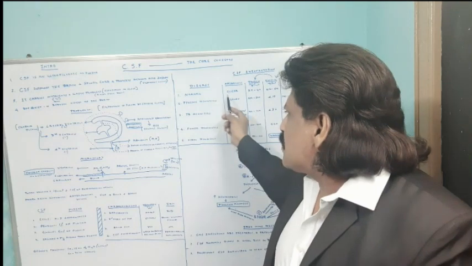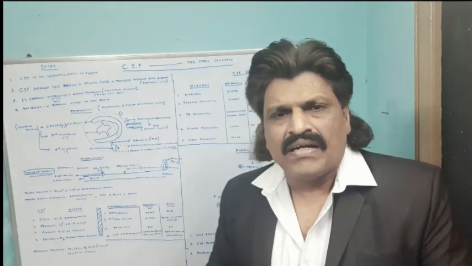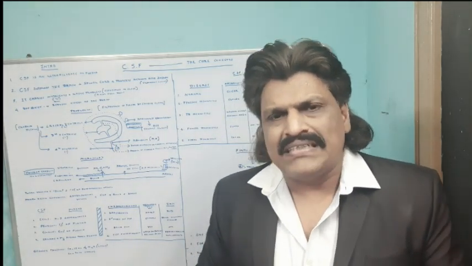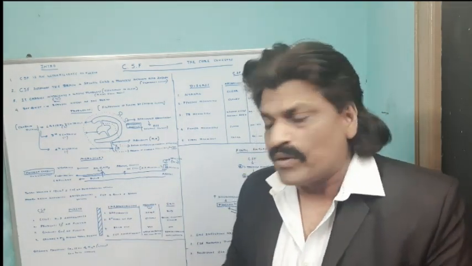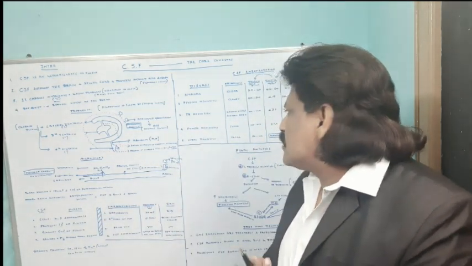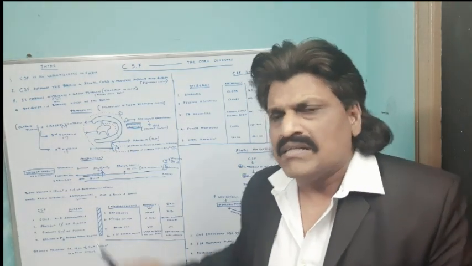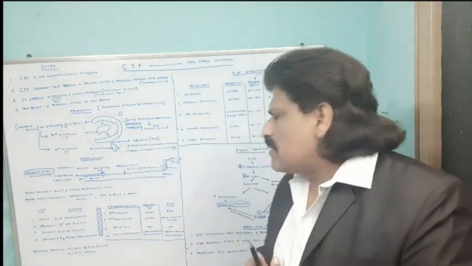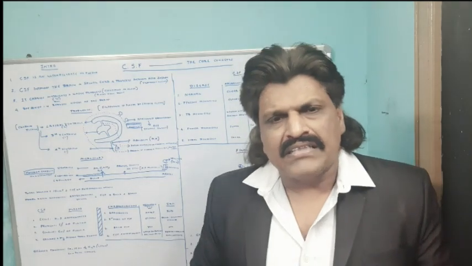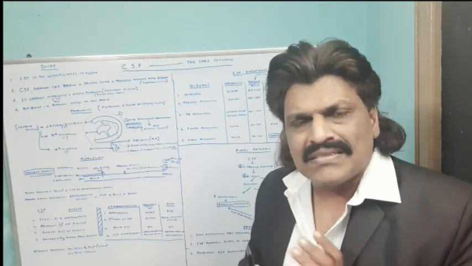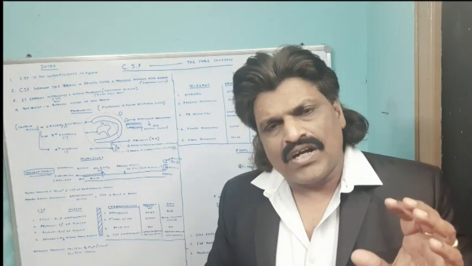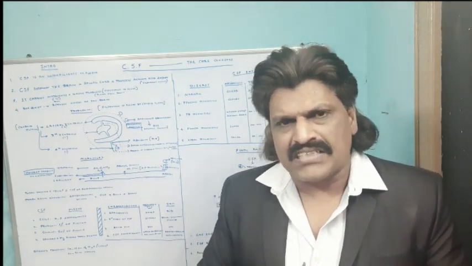Normally the CSF appearance is clear, but if it is pyogenic meningitis, it appears cloudy because of the cells or the proteins. Whereas in tuberculous meningitis, it is usually clear, but sometimes it may appear hazy. In fungal meningitis or viral meningitis, the CSF is clear. So this is the appearance of the CSF in normal and pathological infectious conditions.